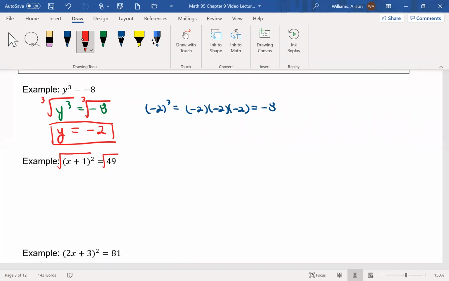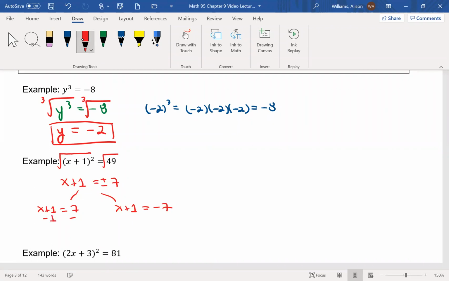On the left side, that just becomes x plus 1. And on the right side, the square root of 49 is 7. However, it was an even root, so technically it's plus or minus 7. There's a positive 7 and a negative 7. So really, I have two equations. I have x plus 1 equals positive 7, and x plus 1 equals negative 7. And these are the two equations I'm going to solve for x.